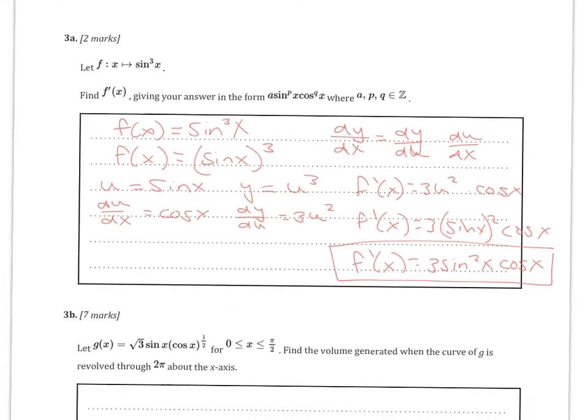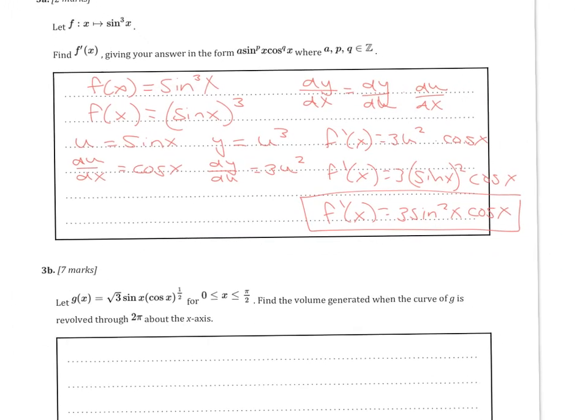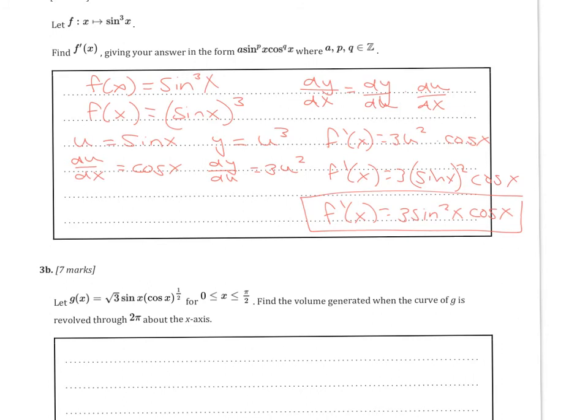Okay, so looking at part B, and just confirming for part A that, yes, all of our answers were in integer form, so we have everything written correctly. Okay, so 3b says, let g of x equal the square root of 3 sine of x times cosine of x to the 1/2, and it gives us a restriction. Find the volume generated when the curve is revolved through 2 pi about the x-axis.